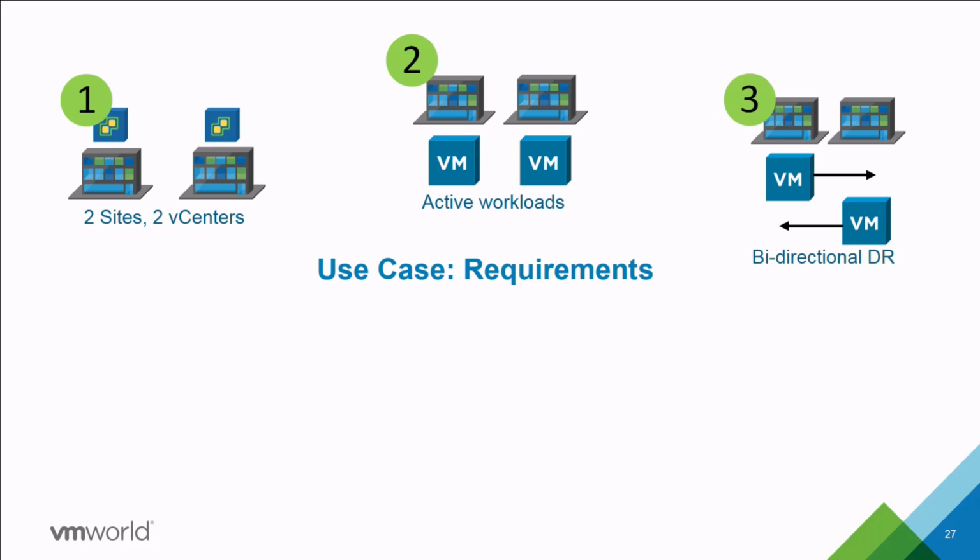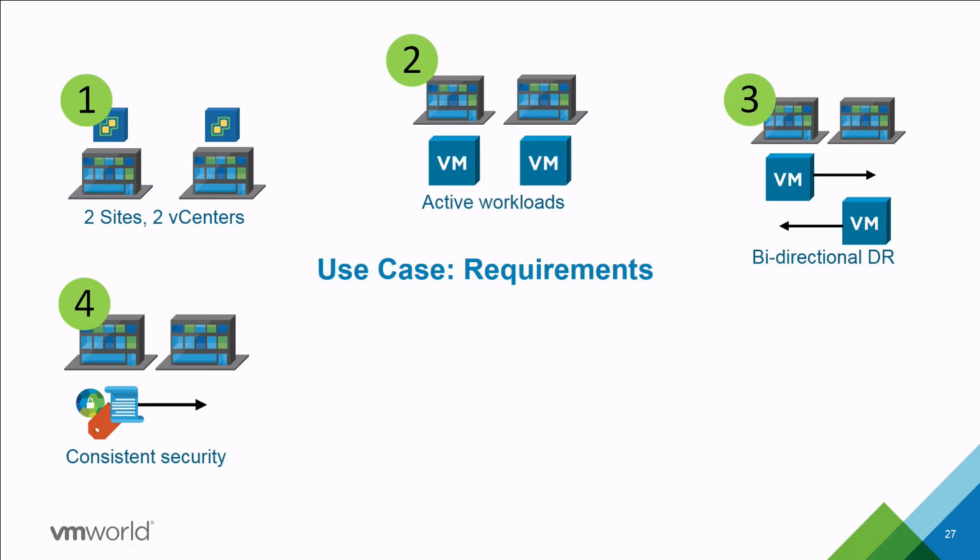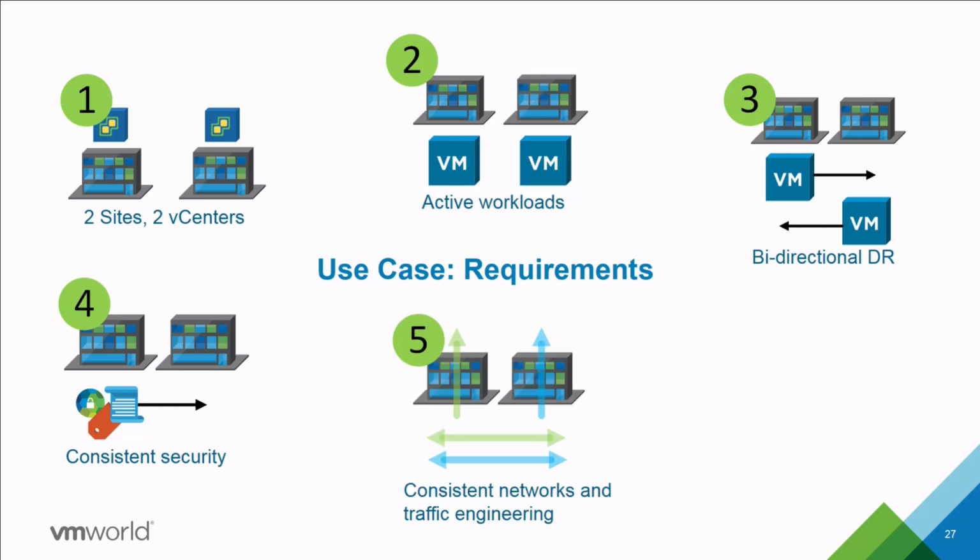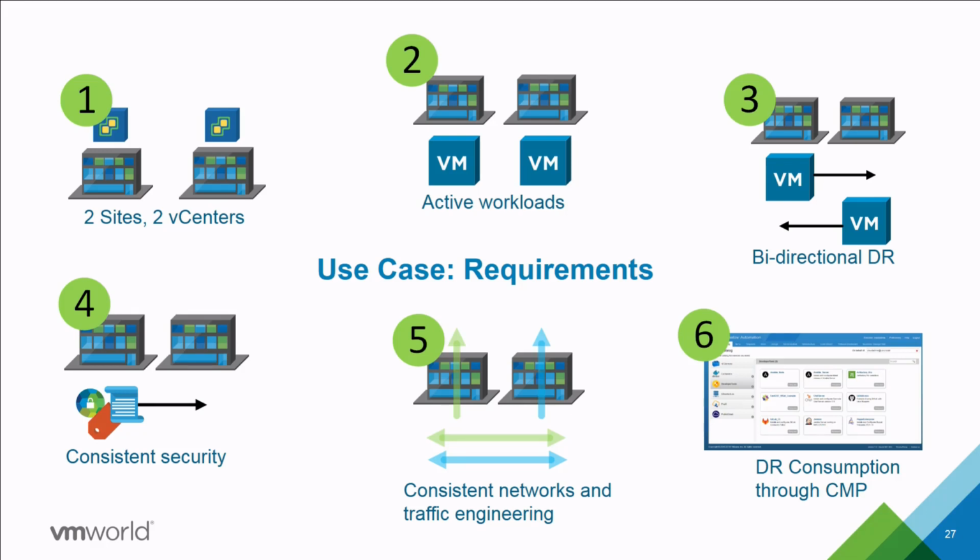Third requirement is they want bidirectional disaster recovery, meaning they want application active at site 1 and standby on site 2, and they might have another application active on site 2 and standby on site 1. They want consistent security policies across vCenter domains, across sites, and when the application moves, it should maintain those policies. They want consistent networking across vCenter domains, across sites, with the ability to do traffic engineering. They also want to be able to do DR consumption through a cloud management platform. So these are the requirements, and now we're going to look at the solution.